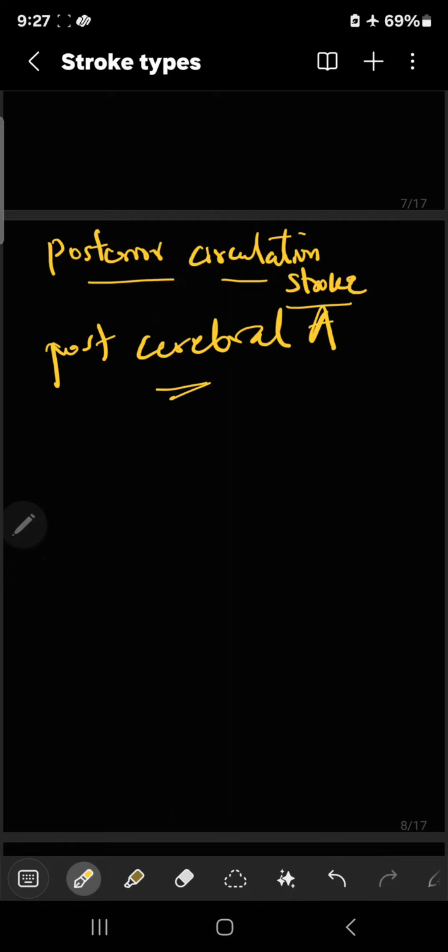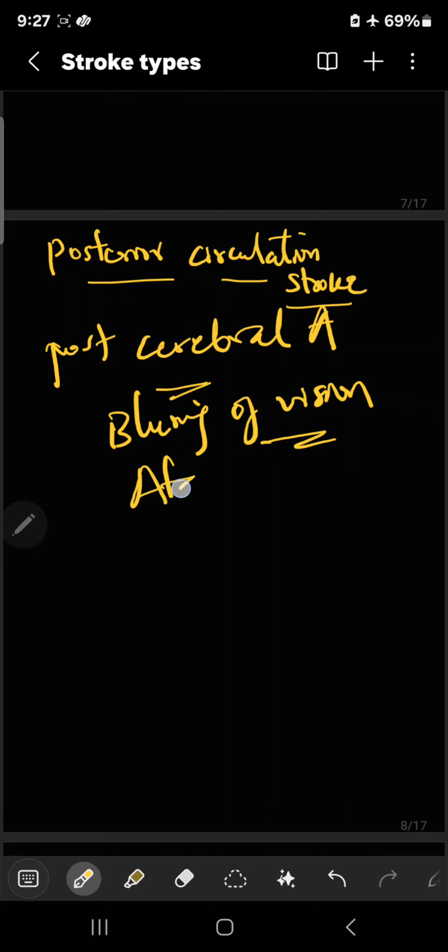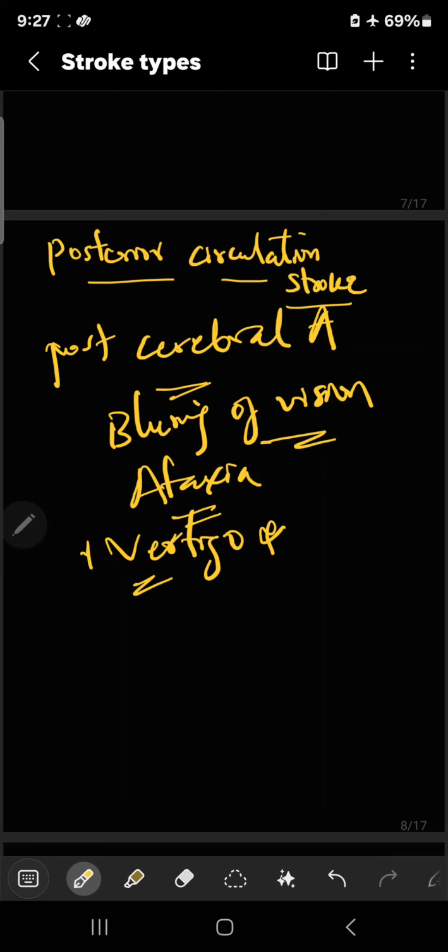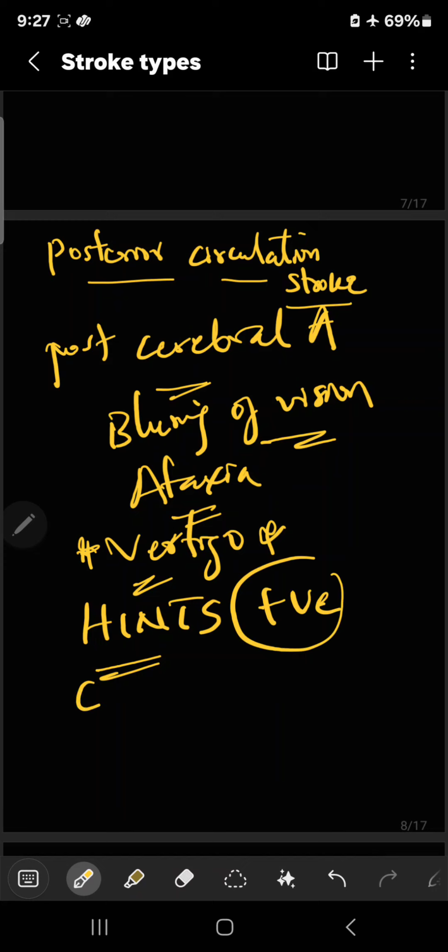So when this artery gets blocked, the patient will have blurring of vision, ataxia, and vertigo. This is the most common symptom in posterior circulation stroke. And the HINTS exam that we discussed earlier will be positive, and the patient will have central vertigo symptoms.